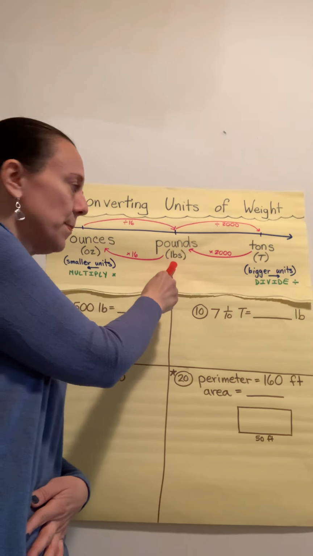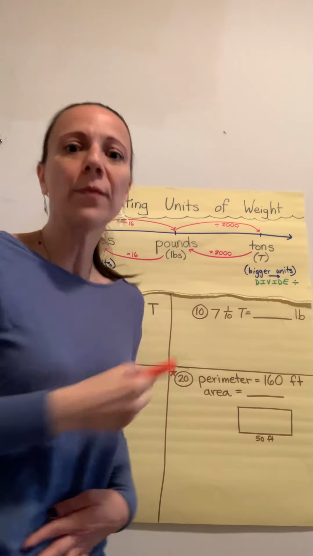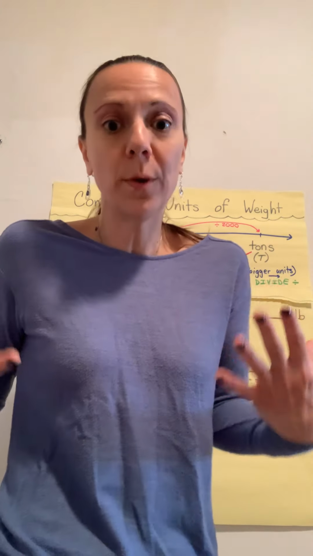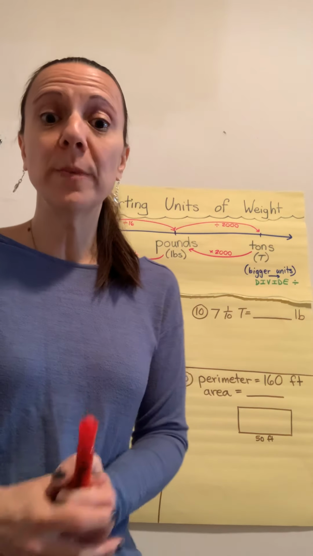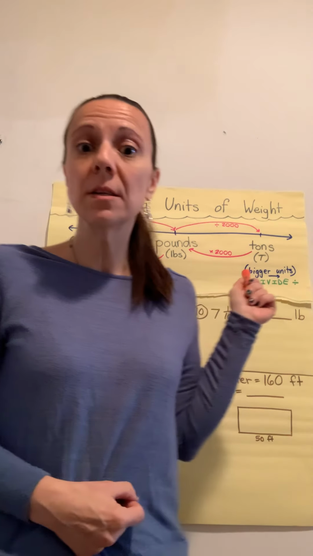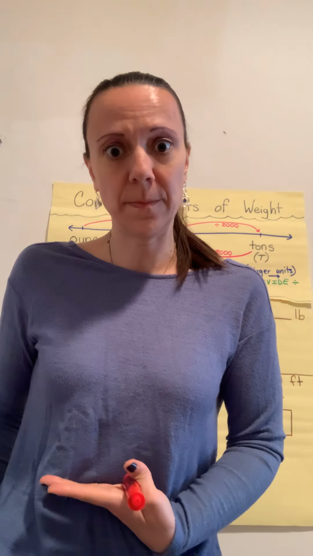Then we can convert to pounds from there, which is what we usually weigh ourselves in. Or if we're talking about weighing something really large, like an elephant or a truck or a building, we could talk about tons. These are the measurements you need to remember. It takes 16 ounces to make a pound, and it takes 2,000 pounds to make a ton.